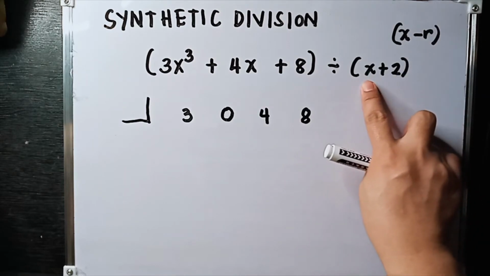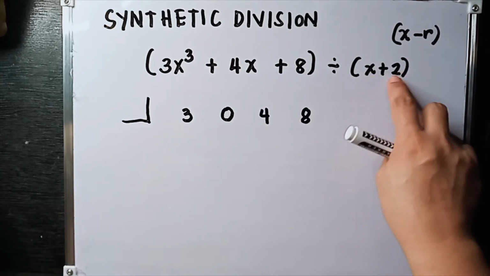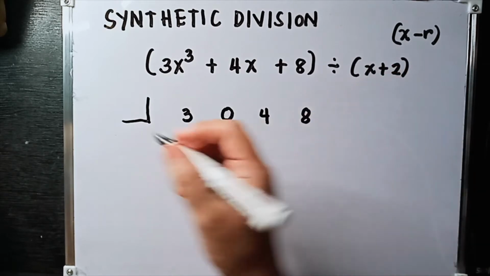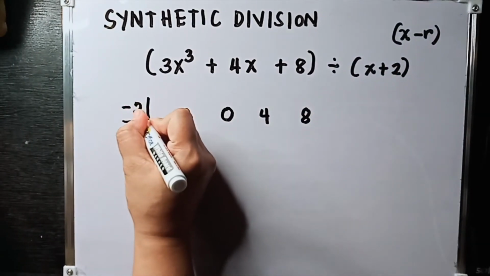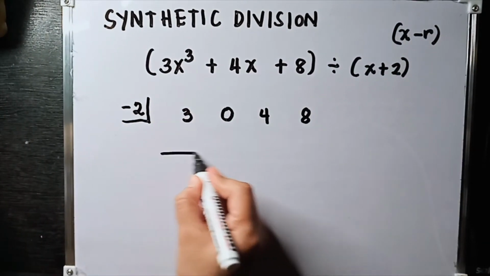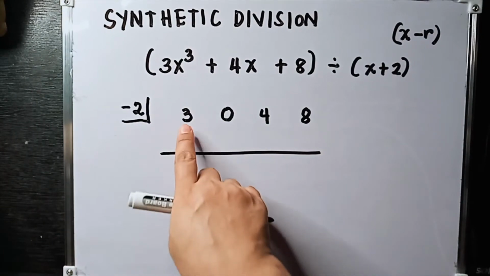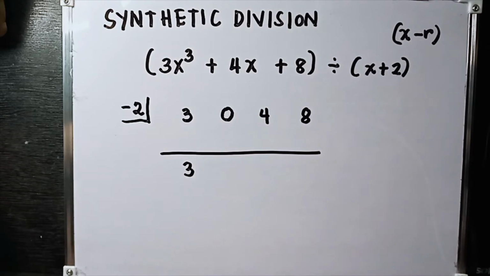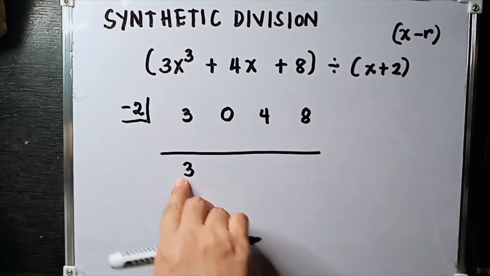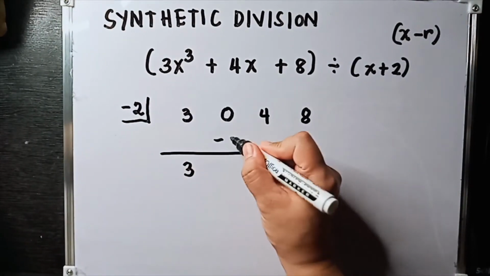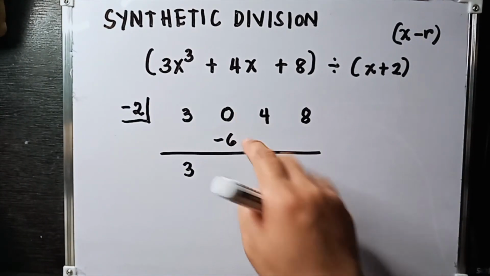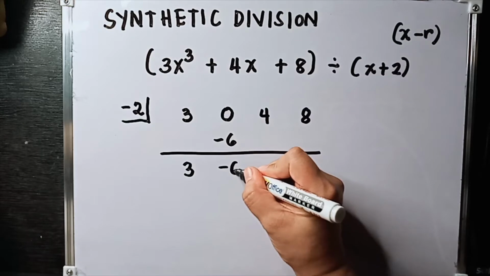But we have here x plus 2. So we need to get the additive inverse of 2, which is negative 2. And then, we're going to bring down 3, the first coefficient, and then multiply. 3 times negative 2 is negative 6. And then we add: 0 plus negative 6 is negative 6.